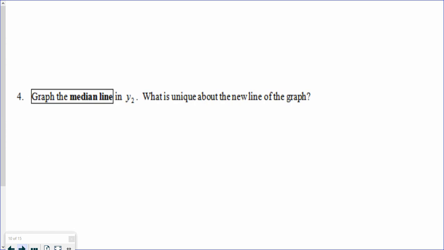So the next question is graph the median line in Y2. So the median line, again, is the middle. So the way that we could calculate out the median line, again, it's easy on this one based on our data points, but the median line is your distance halfway between your maximum and minimum.